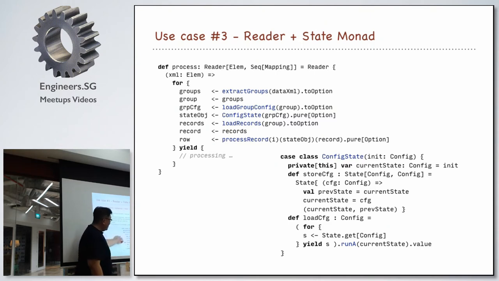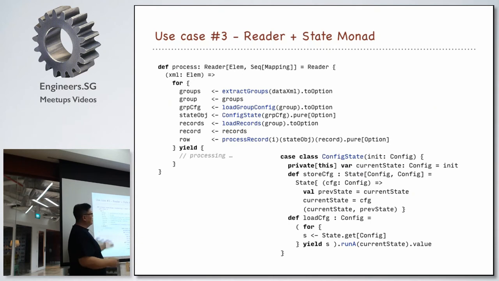Now, typically when you start to code a state monad, you normally have some abstraction to say that it's a state. So when you init a config state, like for example over here, I'm initializing the config state by passing something from a previous computation. I pass it in and it gets stored. Then after that, I can command it to load and store as I'm altering.